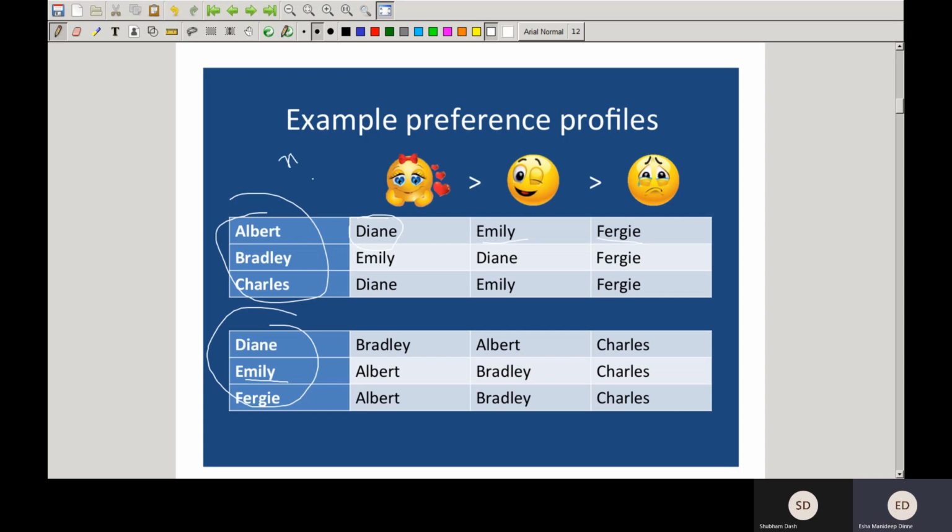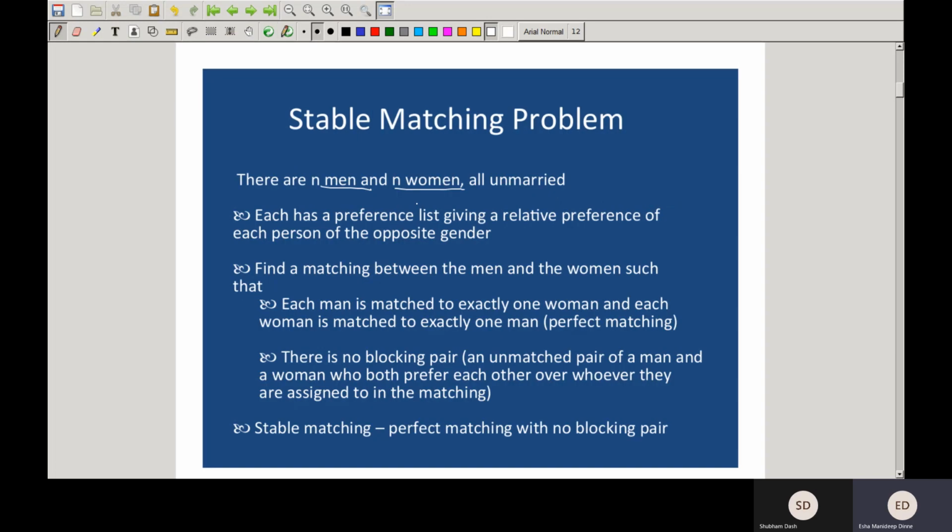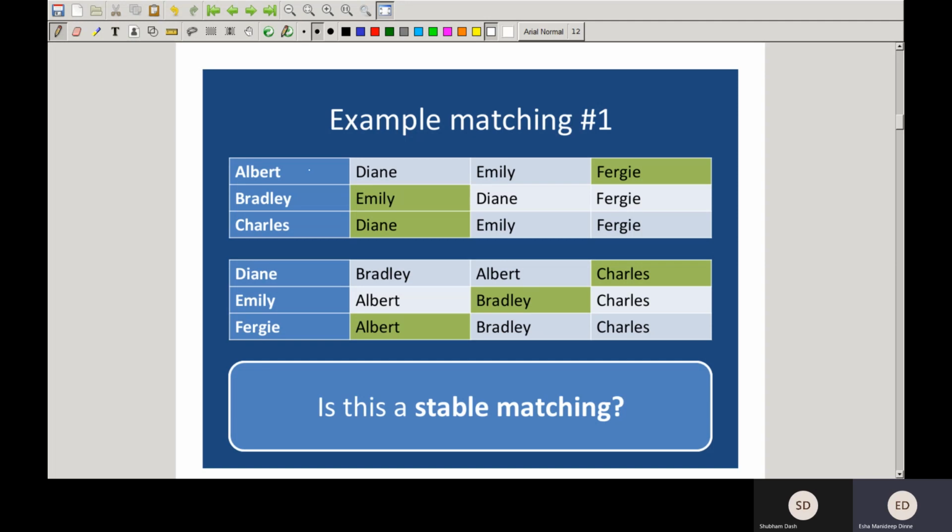Let's say there are n men and n women. Each man gives you a list of n women, ordered in such a way that the first person is his most preferred, then the second, and then the third. Similarly, you have the same list for women. Then what you need to do is find a matching. A matching looks something like this. In this case, you match Albert with Fergie, Bradley with Emily, and Charles with Diane. Similarly, Diane with Charles and everything. Basically, you need to match them up in pairs.